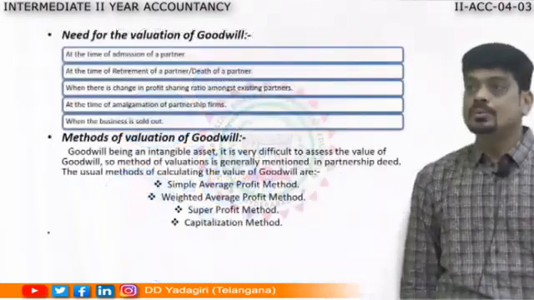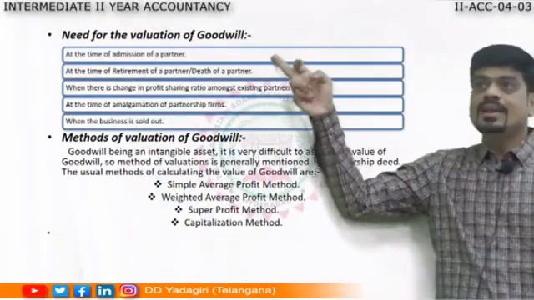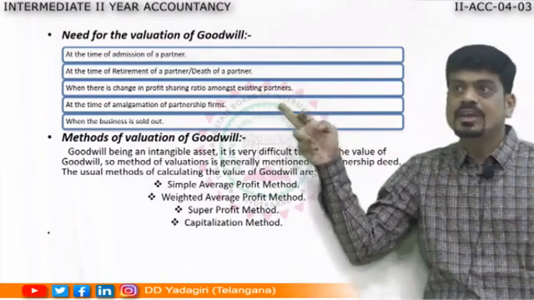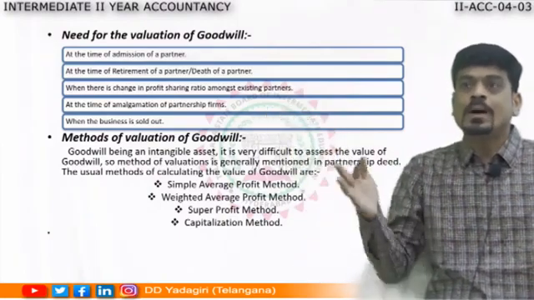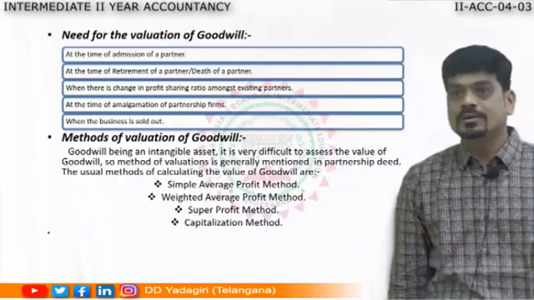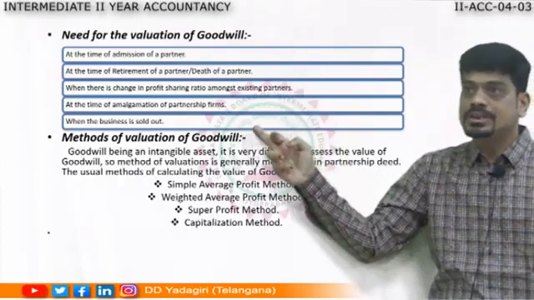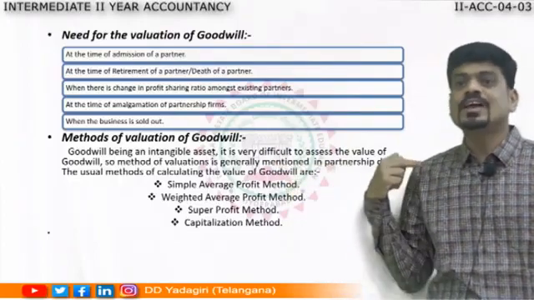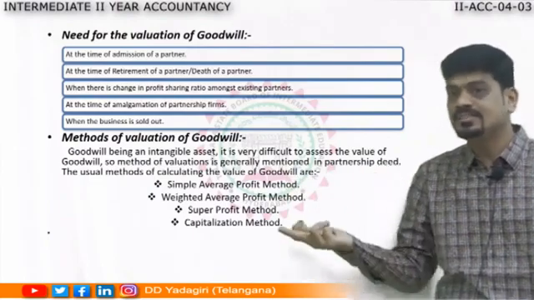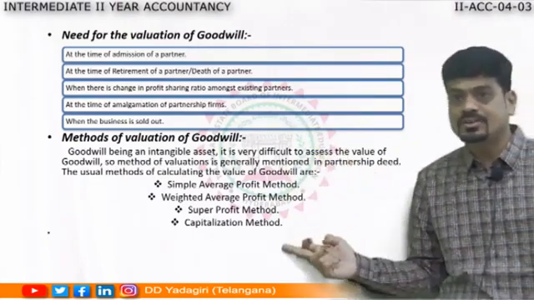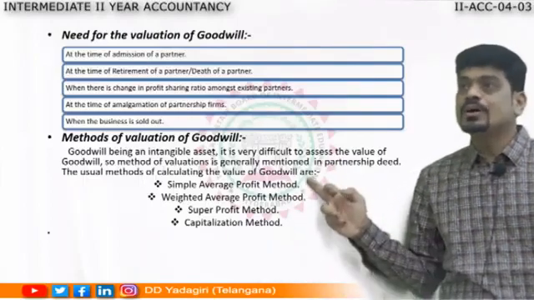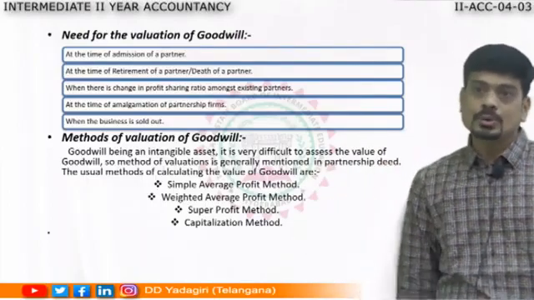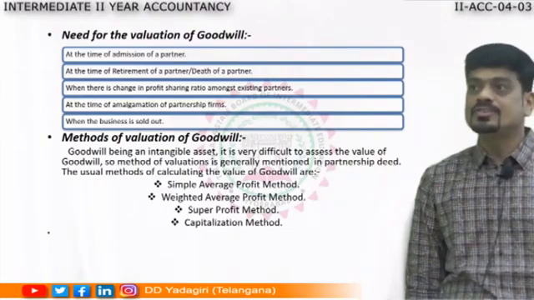Why do we want to value the goodwill? The need arises whenever there is admission of a partner, retirement, death, change in the profit ratio, or when two partnership firms are going to merge. Then methods. Of course, the first method is important for 2 marks, which I am going to cover in the upcoming session. So here we have methods of valuation. Next session, I am going to cover the problems on the simple average profit method along with the treatment for goodwill. Hope you all have understood this session.